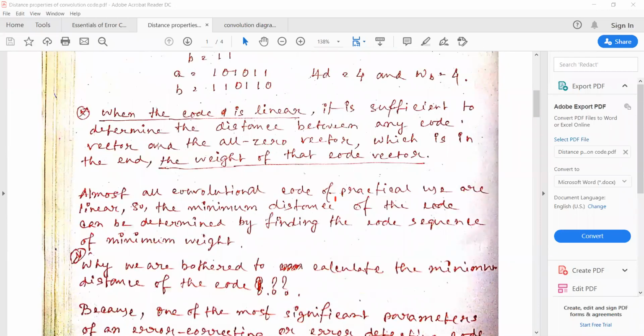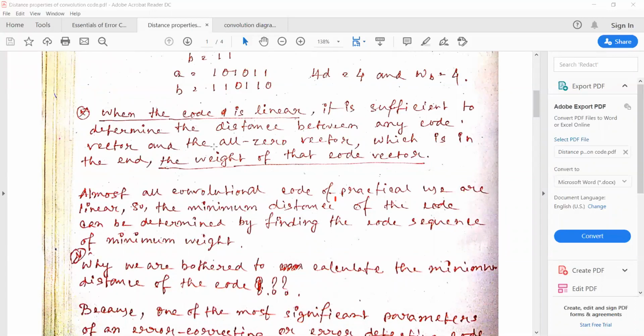So here it is written that when the code is linear, it is sufficient to determine the distance between any code vector and the all 0 vector. That means the distance between any code vector and the all 0 vector is basically the weight of that code vector. That means the second vector, which is considered as any code vector. Okay, so that is a generalized form.